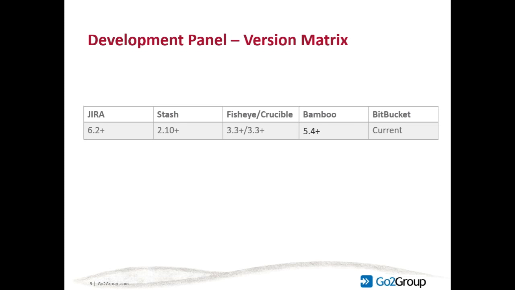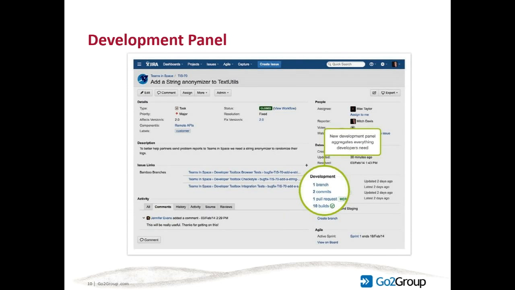Okay. So the development panel, which shows on every issue, helps you to evaluate the development status of an issue at a glance. If you need to investigate further, each item can be clicked to display more details or to bring us to the development tool itself.